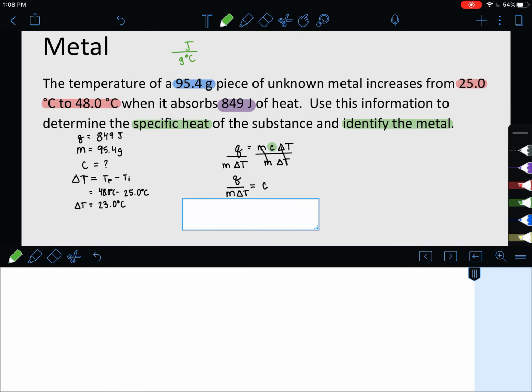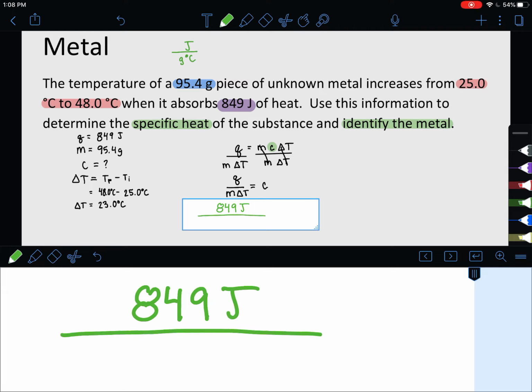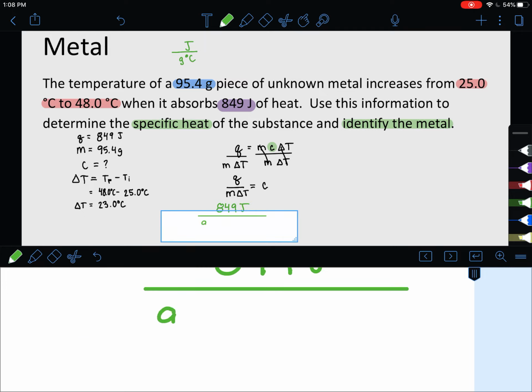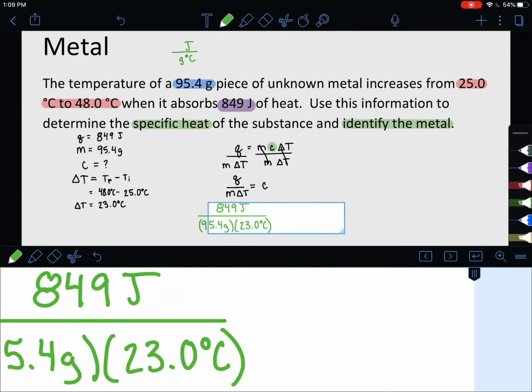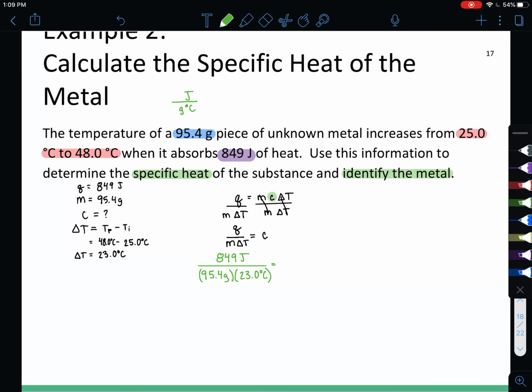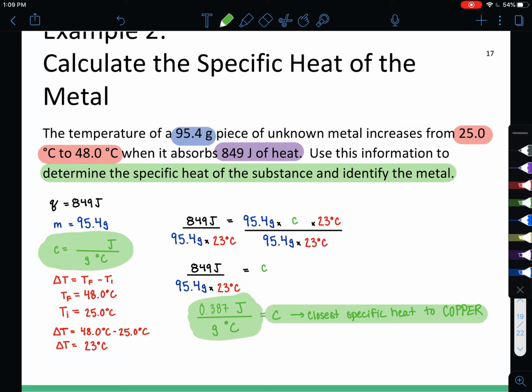Let's plug in those values now. 849 joules. We're going to divide that by 95.4 grams times 23.0 degrees Celsius. All right. I'll plug that in, and I'm actually going to switch to the next slide because that's where my answer is. Okay, so it looks just a tad bit different since it's all color-coded. This is where we left off. And once you type that in, you will get 0.387 joules per gram degree Celsius.